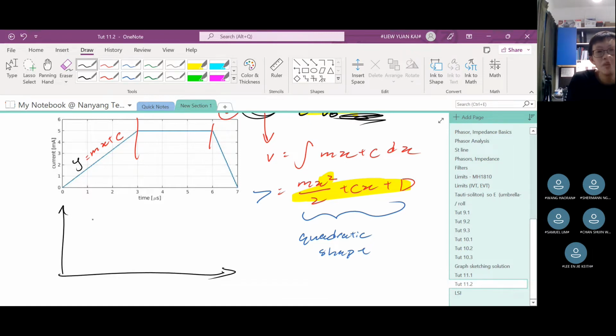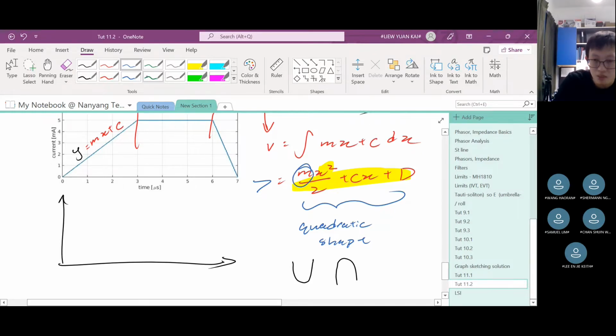Now, remember that there are two ways of drawing a quadratic curve. It could be like this, or it could be like this, right? A happy face or a sad face. Which one is it? This is how we decide. We need to decide by looking at the coefficient here. Remember in secondary school, to decide whether it's happy face or sad face, you look at the coefficient. If it's positive, then it's a happy face. If it's negative, then it's a sad face.